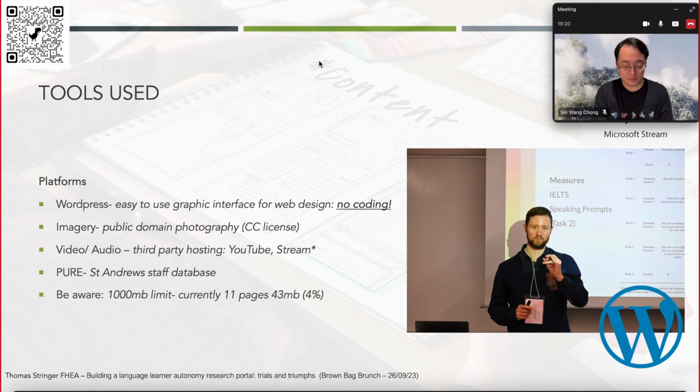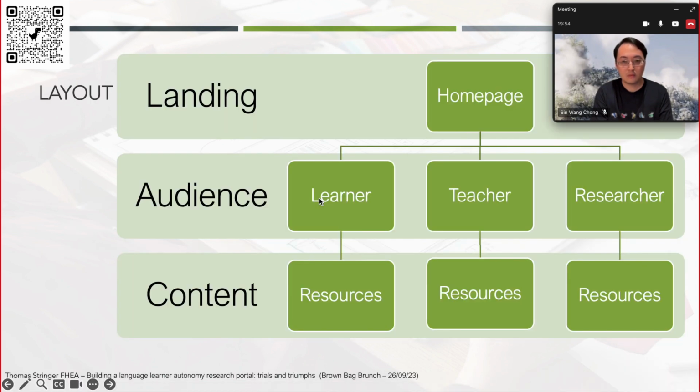I also integrated the Pure database into it, linking to my personal profile. Some of the reasons for me hosting the larger media on third-party sites was there's a fairly small storage limit on what you can host on the St. Andrews page. It was only 1,000 megabytes or so, I think. So again, something practical to think about if you're thinking of hosting lots of large media files. You might want to think about alternative storage arrangements, but I've managed to make it work so far.